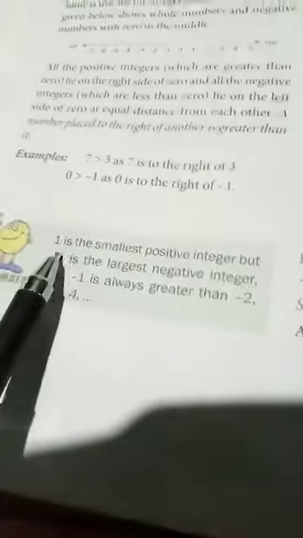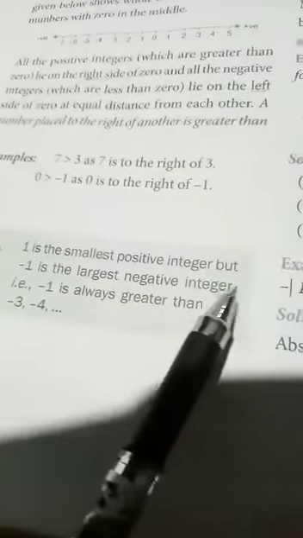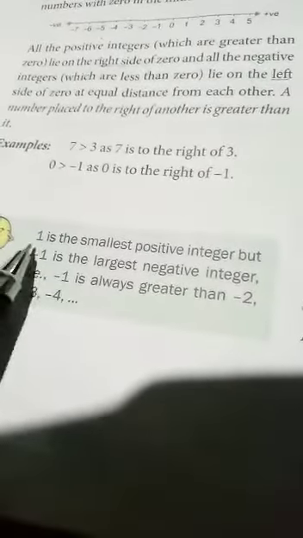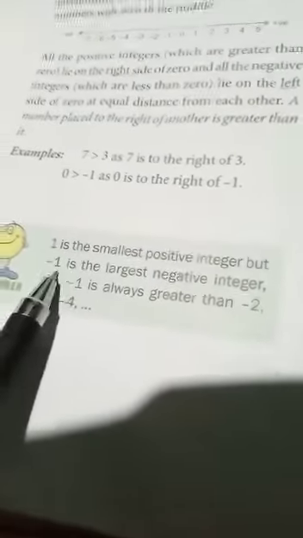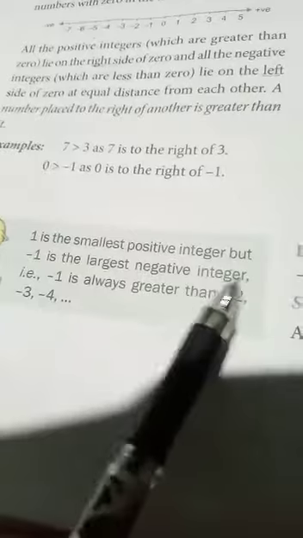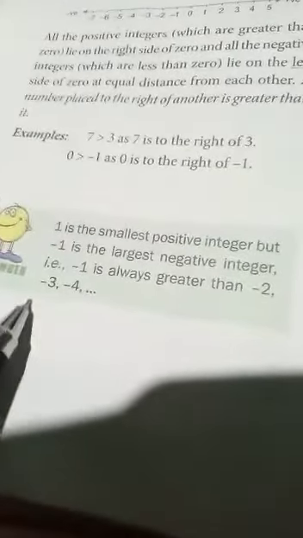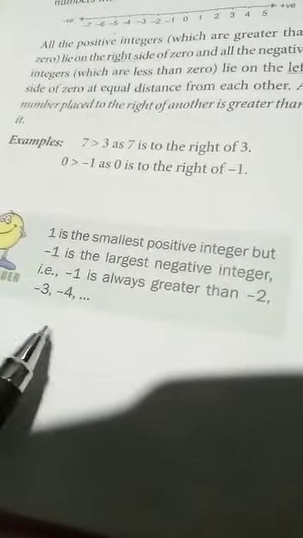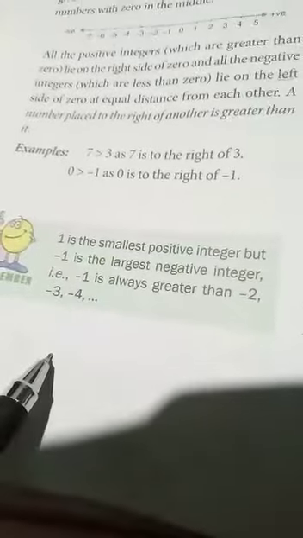So 1 is the smallest positive integer. If we have only plus, 1 is the smallest. If we take only minus, minus 1 is the largest. Clear? But here you have to remember, minus 1 and minus 2. Minus 2 is towards the left side of minus 1. So that is why minus 1 is greater than minus 2, or we can say minus 2 is smaller than minus 1.